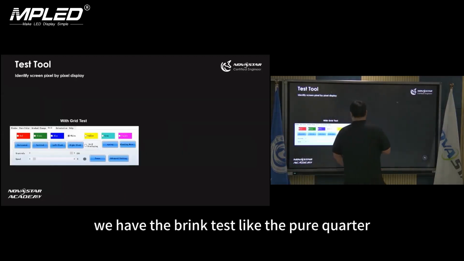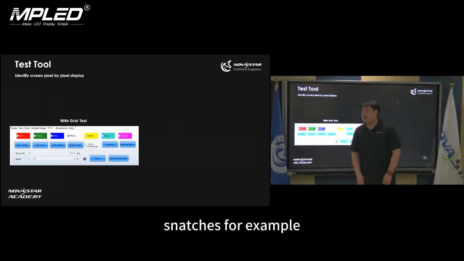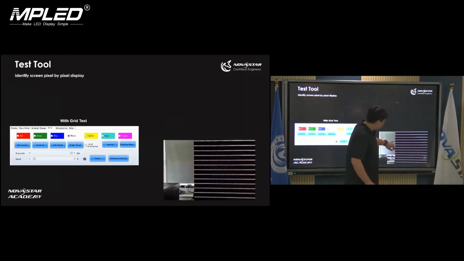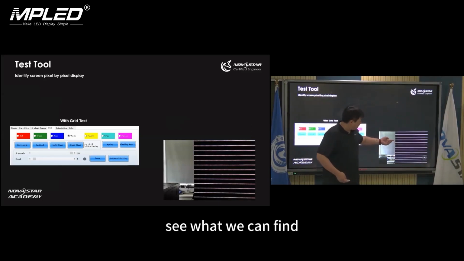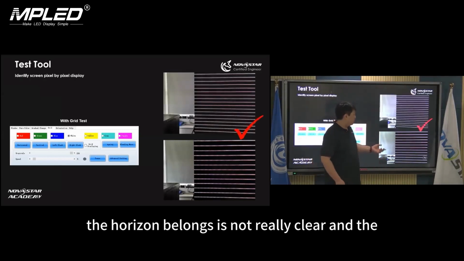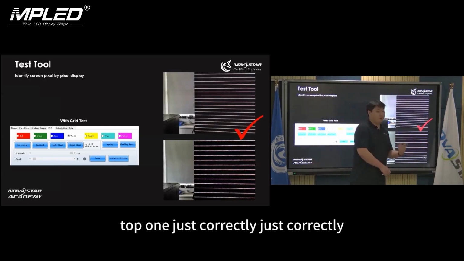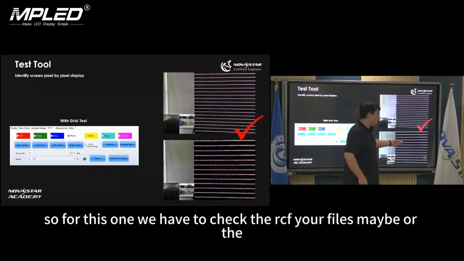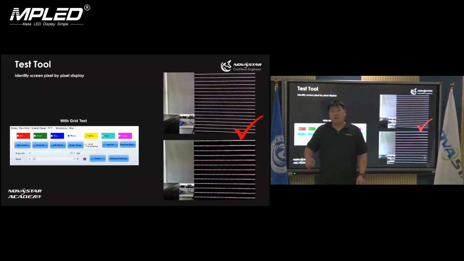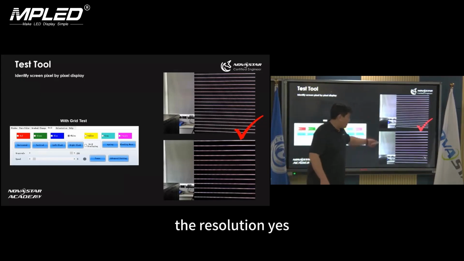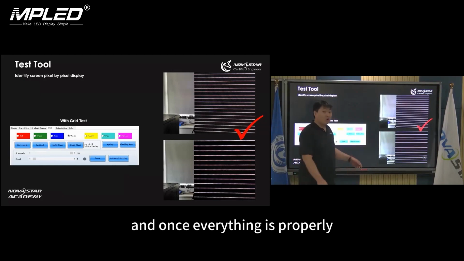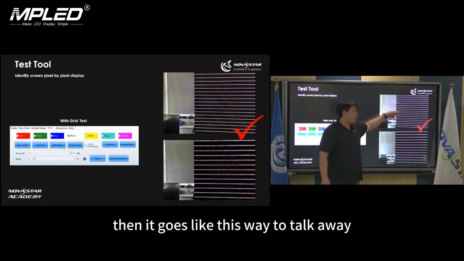And still, we have the grid test, like the pure color, flashes, horizontal, and we can give the settings. Okay, that's it. Maybe it's not really clear, but still we can find the horizontal lines are not really clear. But the top one shows correctly. So for this one, we have to check the RCFP files maybe, or the resolution, yes. All the files, the resolutions, we have to check. And once everything is proper, then it goes this way, the top way.